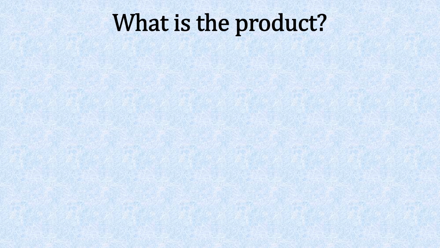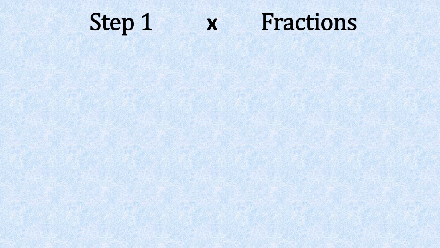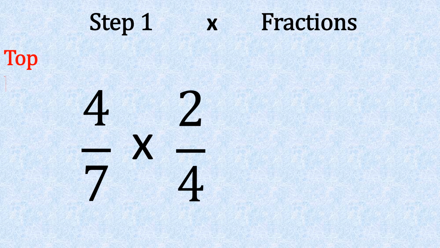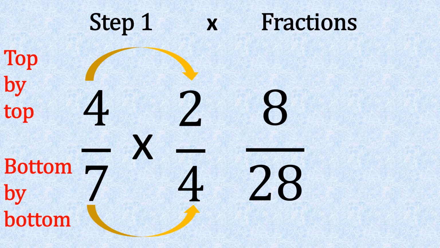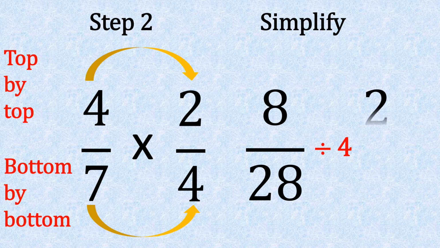So what is the product? Here we have 4/7 times 2/4. So multiply top by top gives us 8, bottom by bottom gives us 28. Now we need to simplify. Now 4 goes into both of them, so 4 into 8 gives us 2, and 4 into 28 gives us 7. So the answer, 2/7.